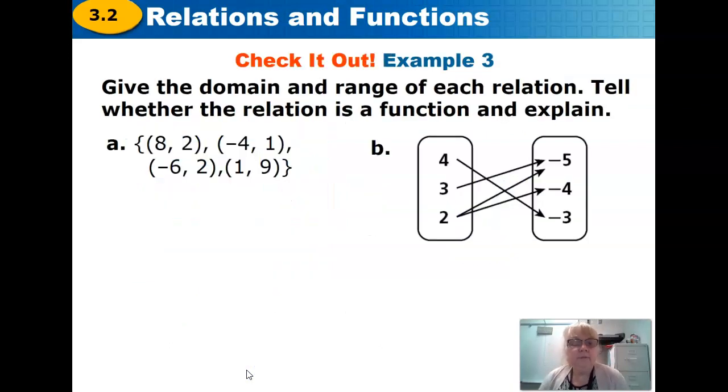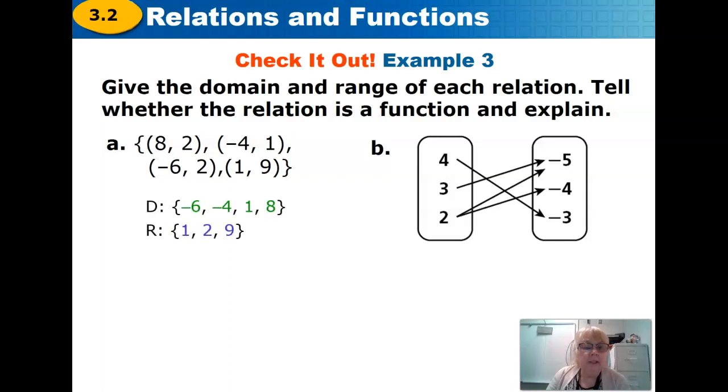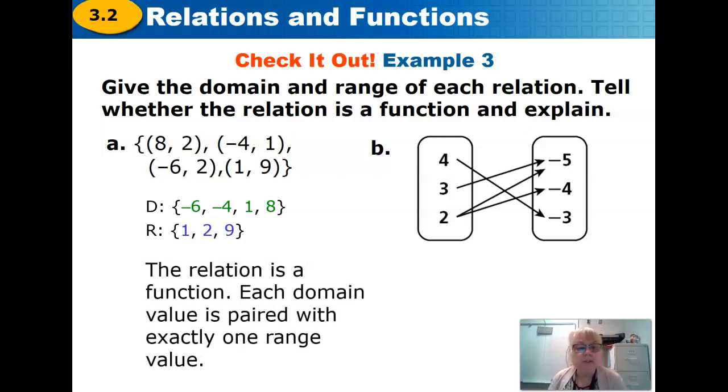So try this out for yourself. There's A and B, 2 separate problems. Give the domain and range and tell whether it's a function and why you think that. So looking at the x values in the ordered pairs, we have -6, -4, 1, and 8. And notice this time they did put it in the right order. And then in the range, we have 1, 2, and 9. So we only have our x values one time, so they each are paired with only one range value. So it is a function.